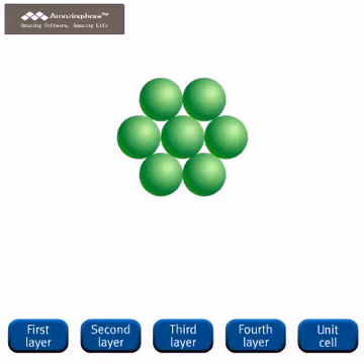Cubic close packing is 74% efficient. 74% of the space is occupied by atoms, while 26% is empty space. Cubic close packing makes the most efficient use of available space.